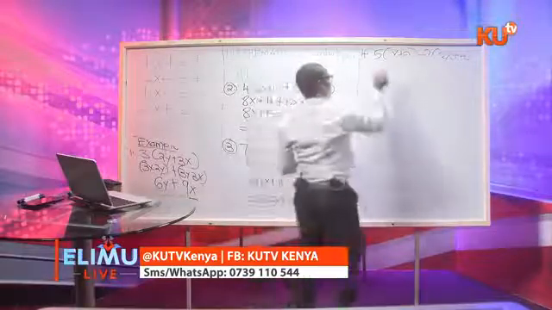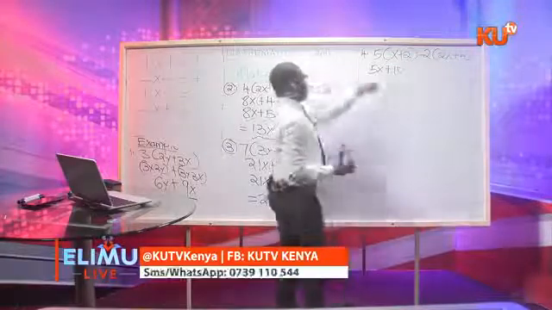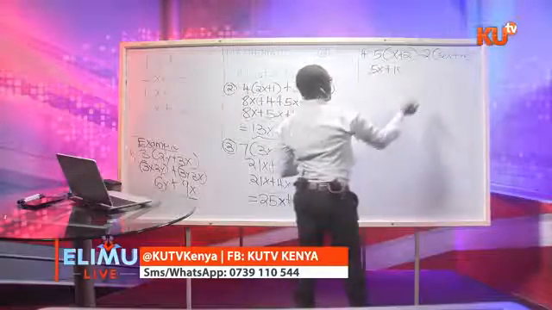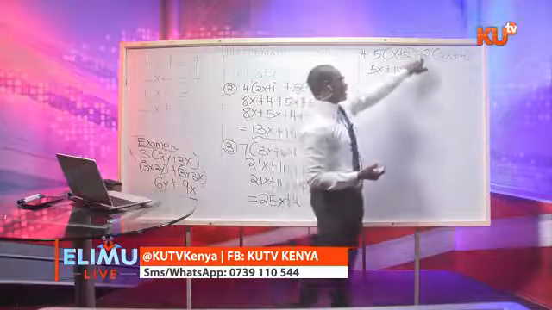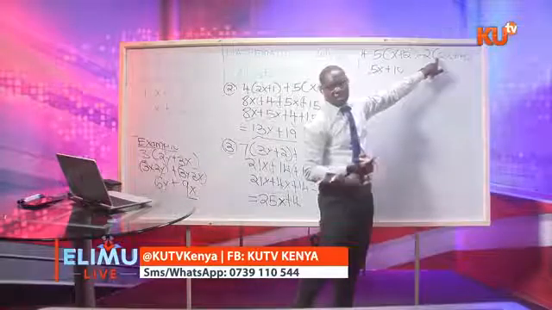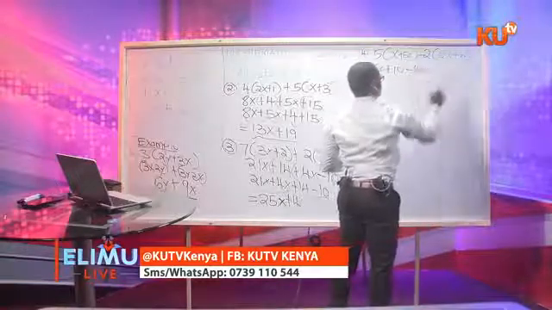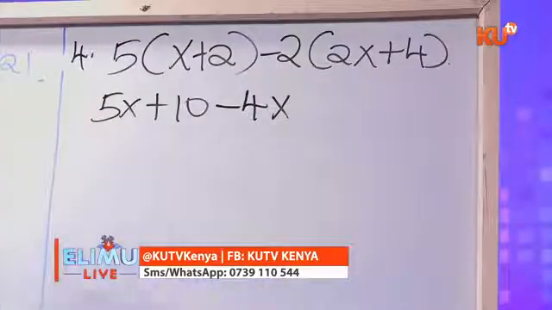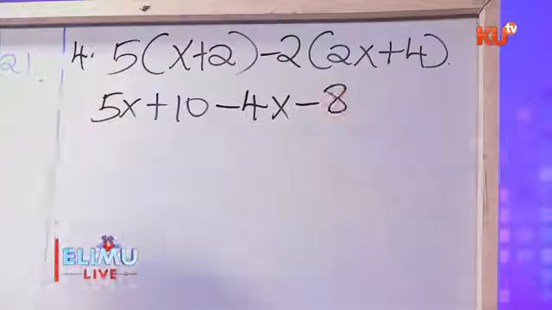So we open the brackets. This is 5x plus 10. 5 times x is 5x. 5 times 2 is 10. Then 2 times 2x, that is 4x. This is a negative sign. When there's no sign, it means it's a positive sign. So we get minus 4x. 2 times 4, this is negative, this is positive. So our answer there should be in negative form. So minus 8. Then the next step is we share the signs.